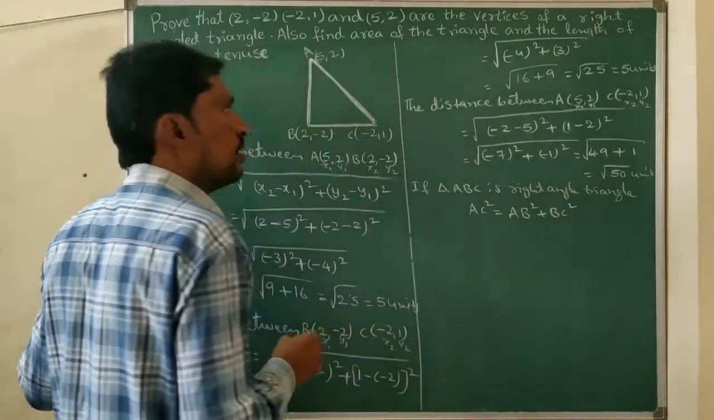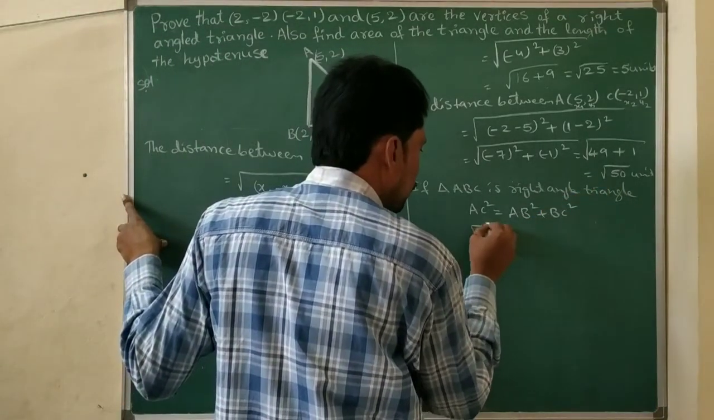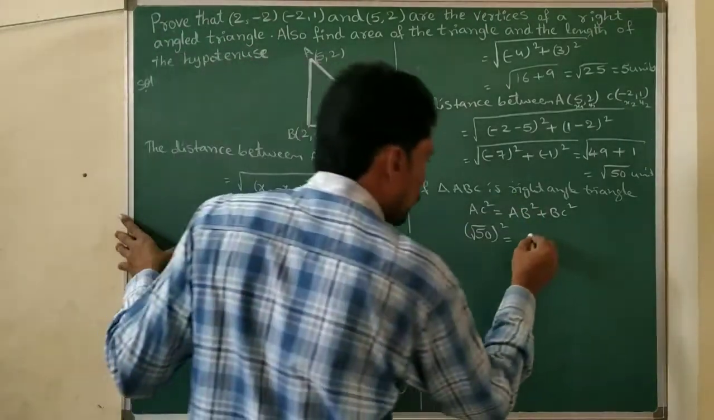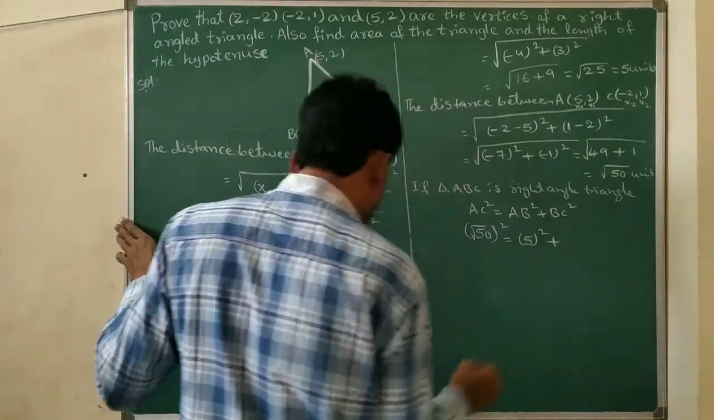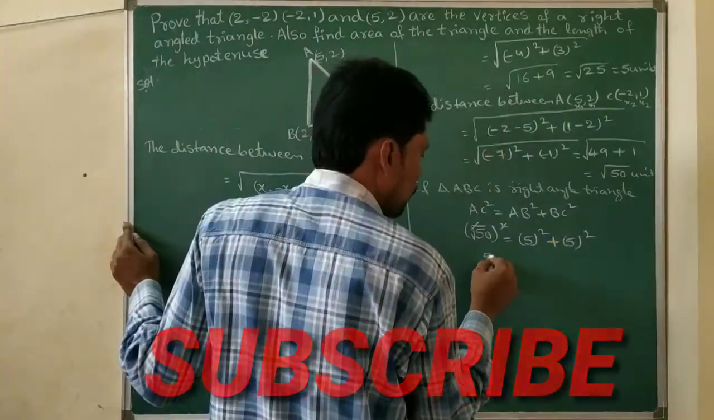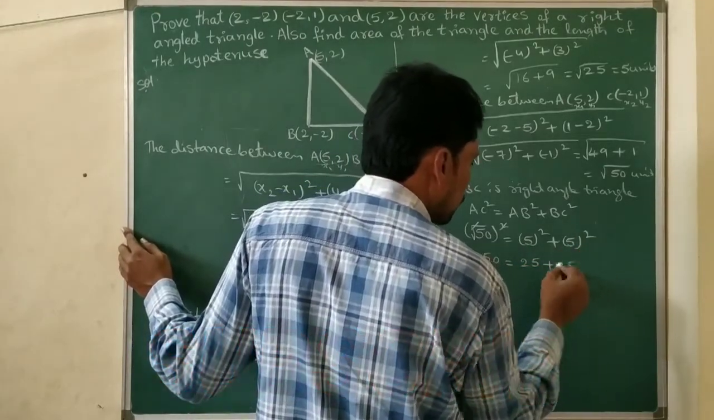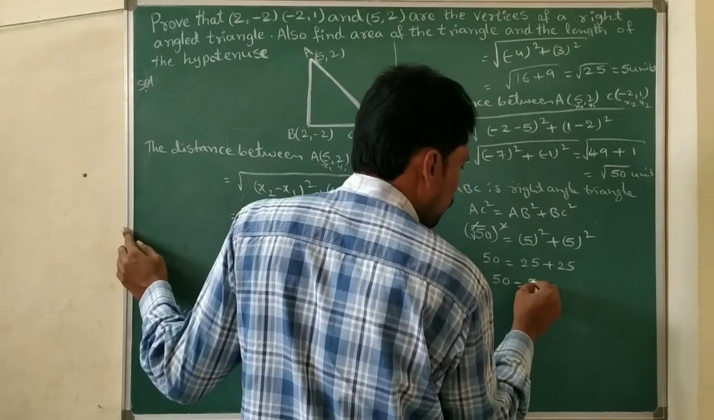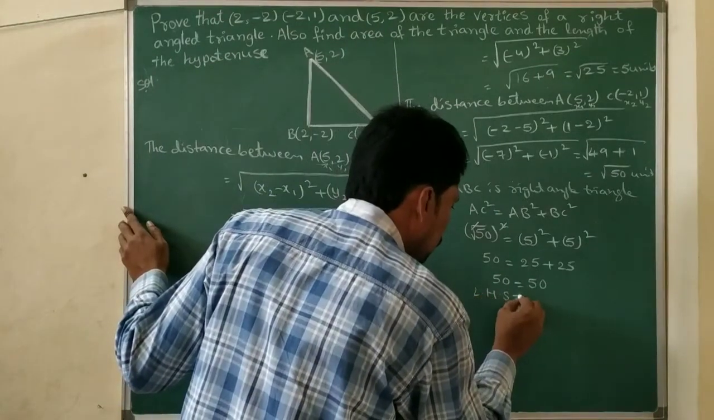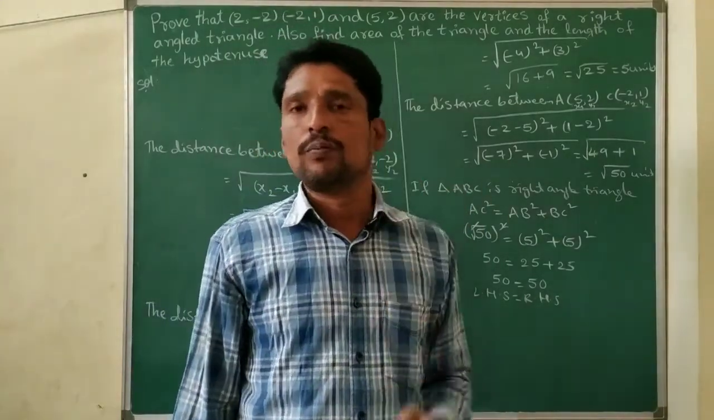AC is the distance between A and C. So how much did we get? (Root 50)² equals the distance between AB, which is 5, squared, plus the distance between BC, which is also 5 units, squared. So 50 equals 25 plus 25, which is 50. So LHS equals RHS, which means hypotenuse square equals side square plus side square.